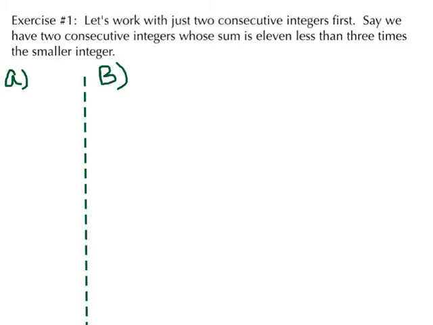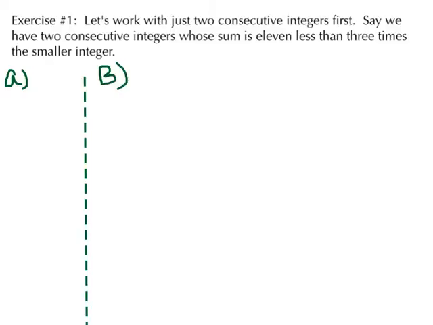Let's take a look at exercise number 1. Let's work with just two consecutive integers first. Say we have two consecutive integers whose sum is 11 less than 3 times the smaller integer. So it says here in A that it's important to play around with the problem numerically. So try a variety of combinations and see if you can find the correct pair of consecutive integers.